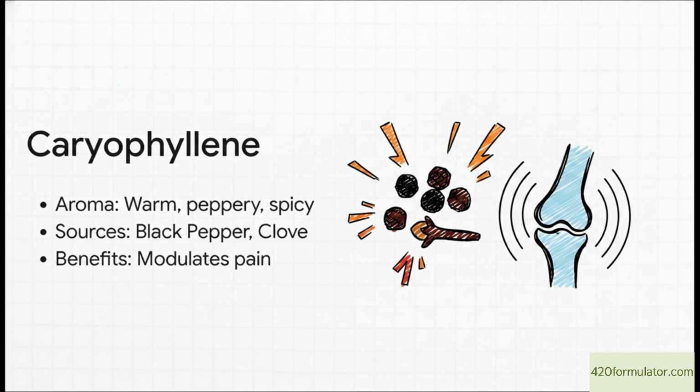Up next, Caryophyllene. And honestly, this one is utterly fascinating. Found in black pepper, clove, and sour diesel, it brings a real warm, peppery punch. But here is the truly amazing part. Caryophyllene acts as a dietary cannabinoid. It actually interacts directly with your body's CB2 receptors. Literally, directly. This unique biological mechanism gives it incredible pain-modulating and anti-inflammatory potential, especially when we're talking about topical formulations.